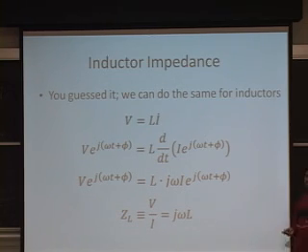Whereas before the capacitor impedance is like the inverse of j omega, here we see that it's linear. It's directly related to j omega. And that's purely due to the voltage to current relationships and which direction it's defined in.